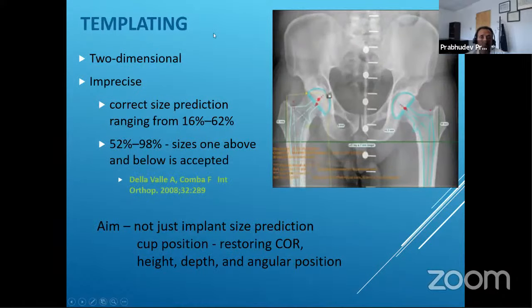So how do we do a good hip replacement? Templating is very important. Again, it's two-dimensional. It is important to do proper templating, but we know that it is not precise. It can predict the correct size from somewhere from 16 to 62%, and 50 to 98%. The sizes were either one above or one below in this study, and the aim of the templating is not just implant size prediction, but to evaluate the appropriate cup position, the superior, inferior, medial, lateral positioning of the cup.